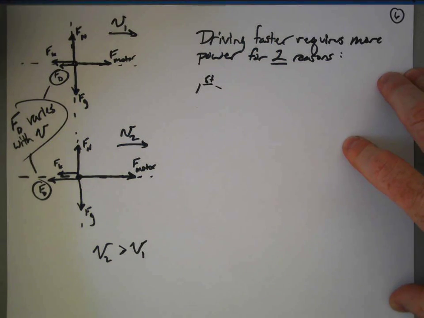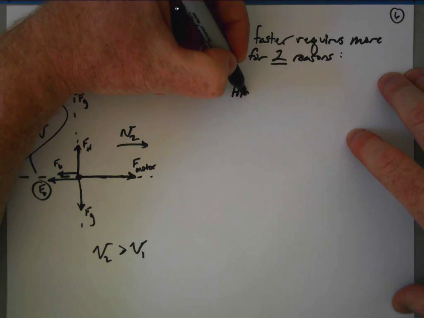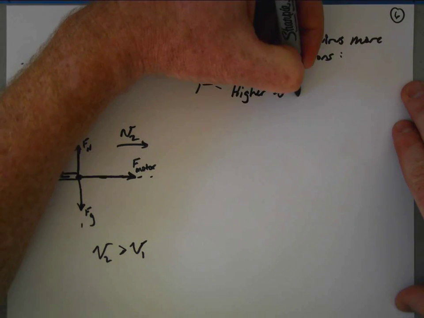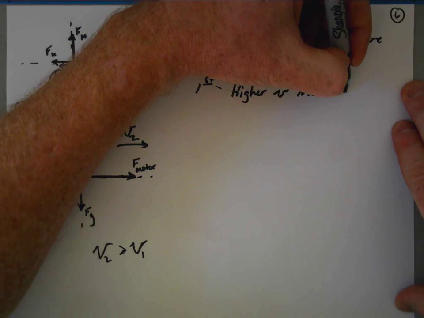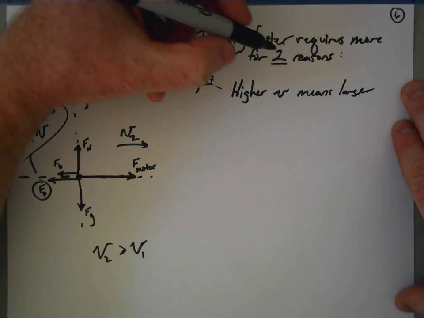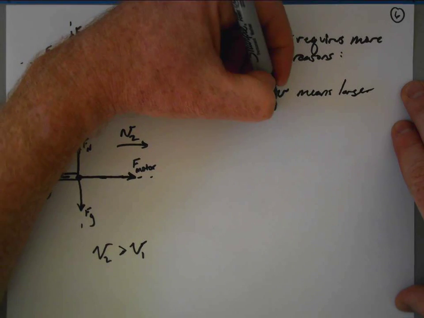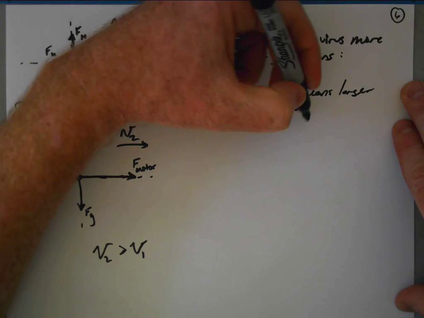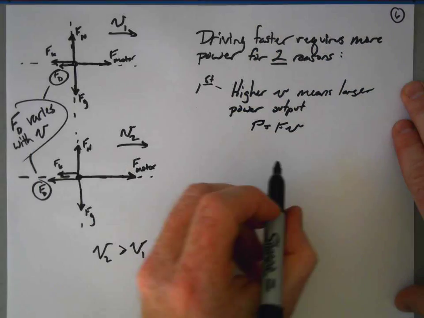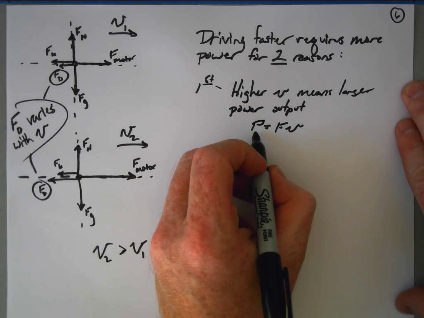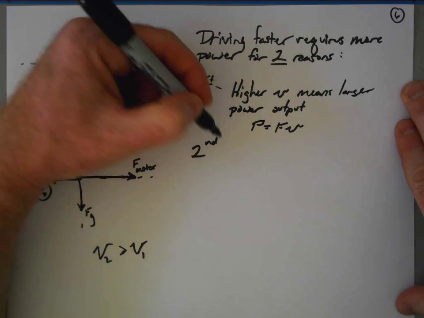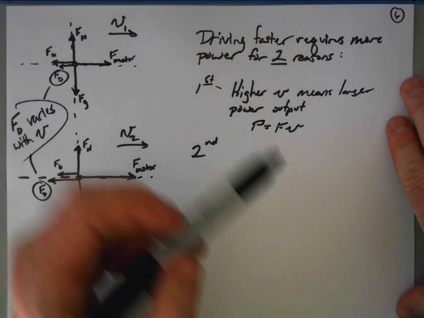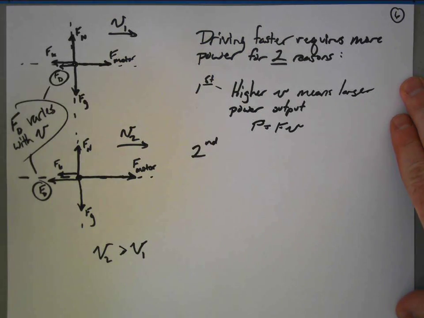First, faster velocity, higher v, directly means larger power output. And we can see that from this simple equation, where if we increase velocity, we must be increasing the power. The second reason why driving faster requires more power is not quite as obvious, but we see it laid out right here for us.